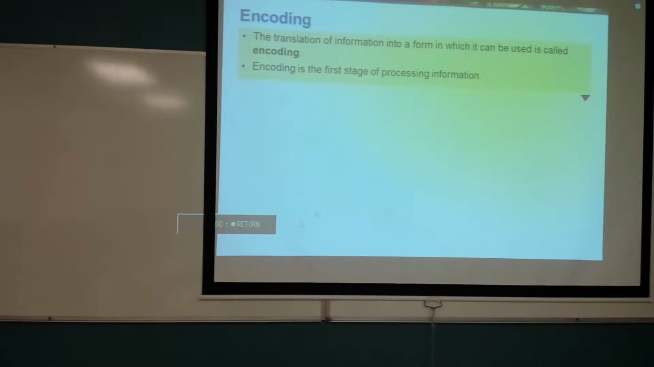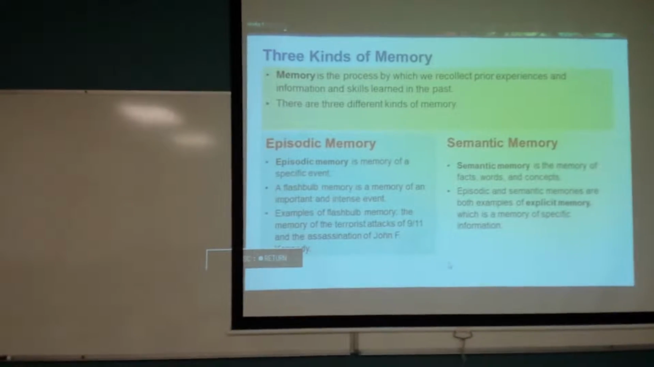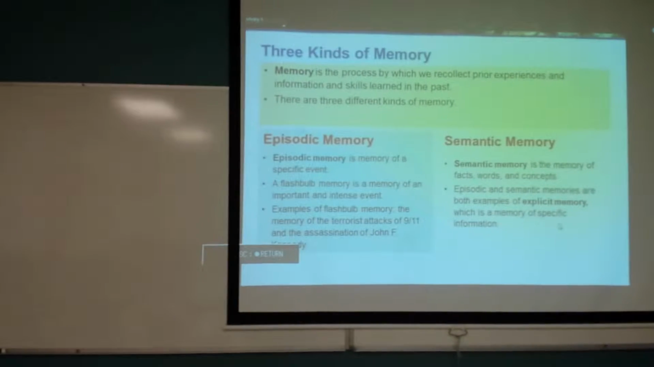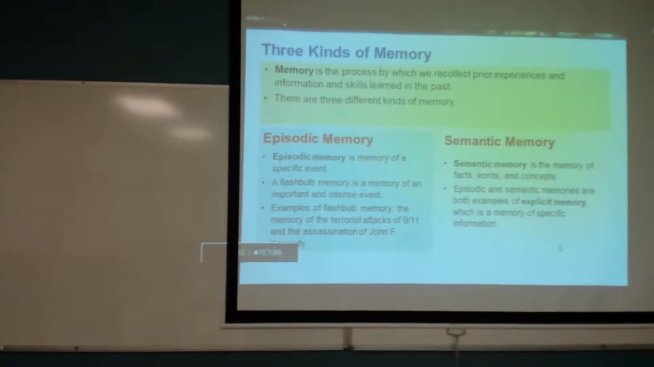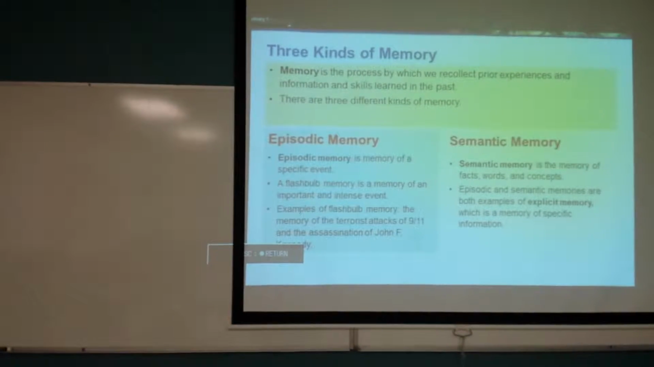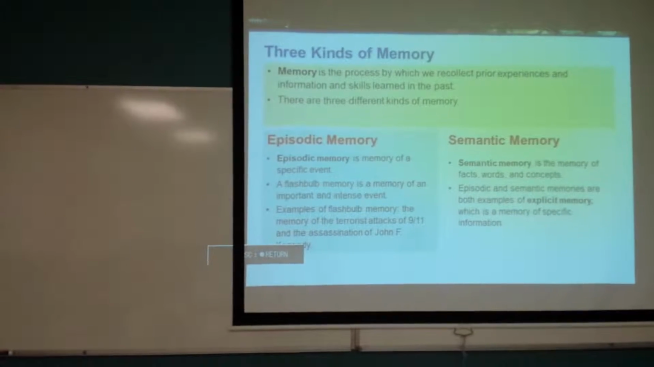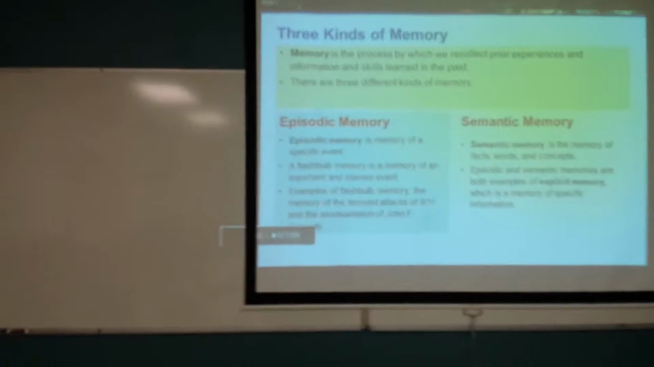Explicit memory, right here, are things that are clear or clearly stated and explained. So an explicit memory is a memory of specific information. This information may be autobiographical or episodic, or refer to general knowledge, or semantic.